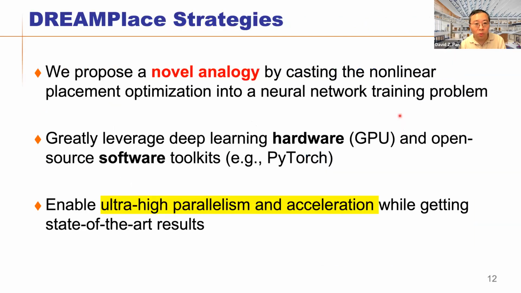So what is the DREAMPlace strategy? The DREAMPlace strategy is that we propose a novel analogy by casting the nonlinear placement optimization into a neural network training problem. You will see soon, once we've cast it into a neural network training problem, we can greatly leverage deep learning hardware and software toolkits to develop an ultra fast, ultra high parallelism placement engine, which can get state-of-the-art results, but is like 30, 40 times faster than the previous state-of-the-art.